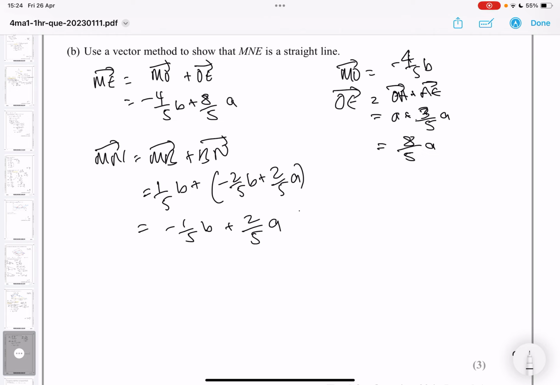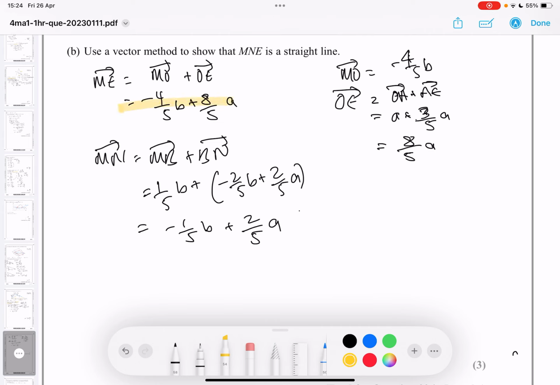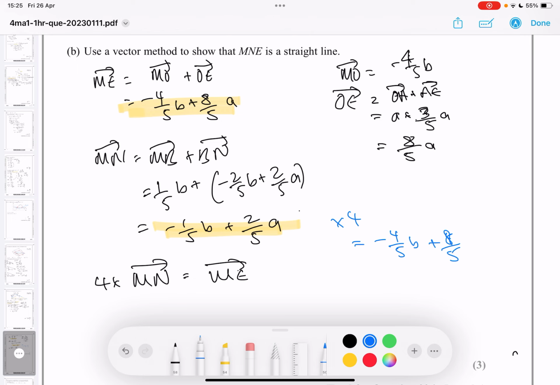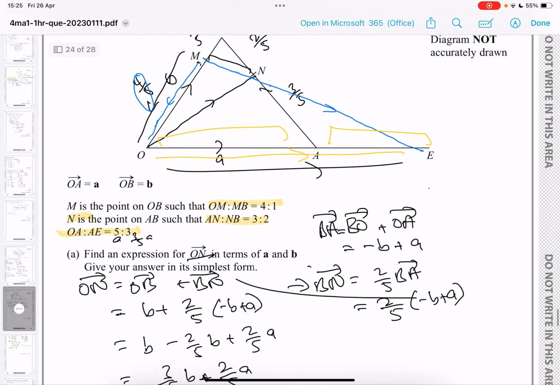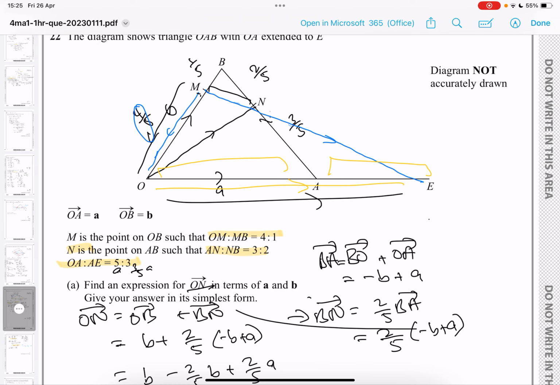Now let's compare these two vectors, to prove that it's on a straight line. So that's ME and that's MN. Now if we compare it, we can see that 4 times MN gives you ME, because if we multiply this vector by 4, we get minus 4/5 B plus 8/5 A, which is ME. So it shows that MN is a quarter of ME, which means that it's a straight line, because they both lie on a straight line, and therefore they're a fraction of each other. MN is a quarter of ME.